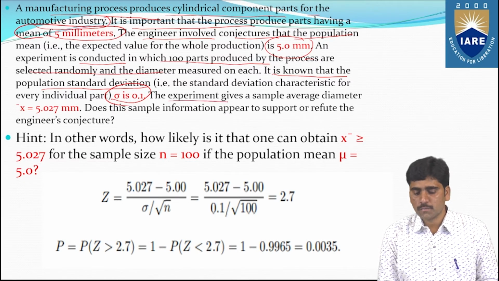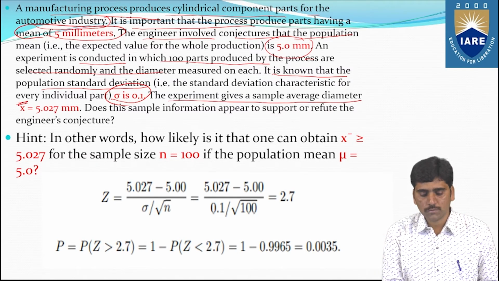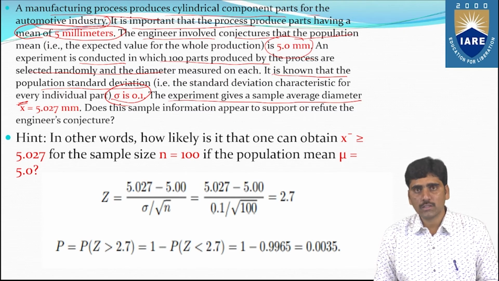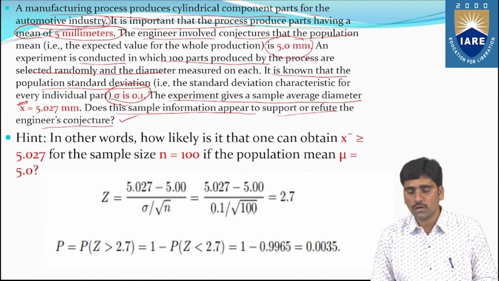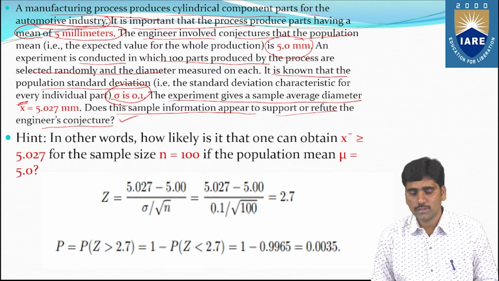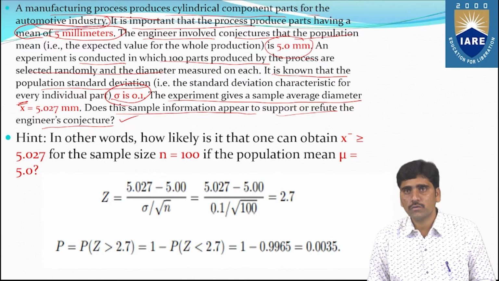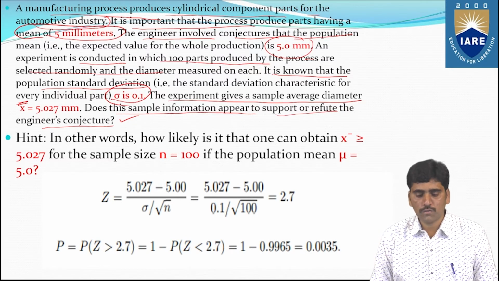And now the experiment gives a sample average diameter x bar equal to 5.027 mm. Does this sample information appear to support or refute the engineer's conjecture? So whether it supports manufacturing with all these parameters or not, we need to give the information on paper, right? So how will we see?